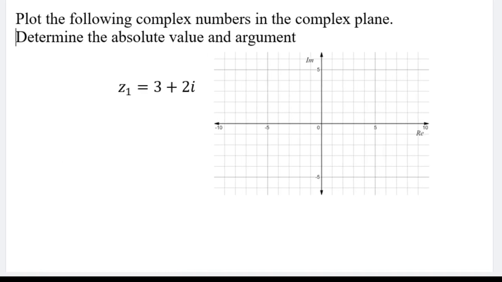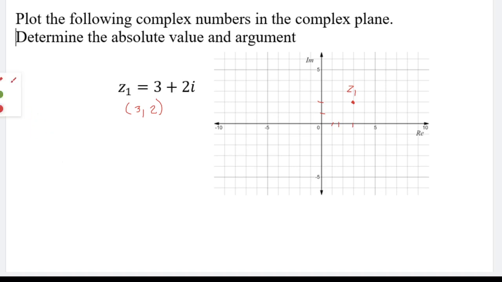So we have the first example. Our first example is to plot the following complex number in the complex plane and determine the absolute value and argument. For z1 equals 3 plus 2i, so meaning our x is 3 and our y is 2. So we have 3 for the real part, 1, 2, 3. And for the imaginary part, that is 2. So then, sila magtatagpo, that is our point z1.